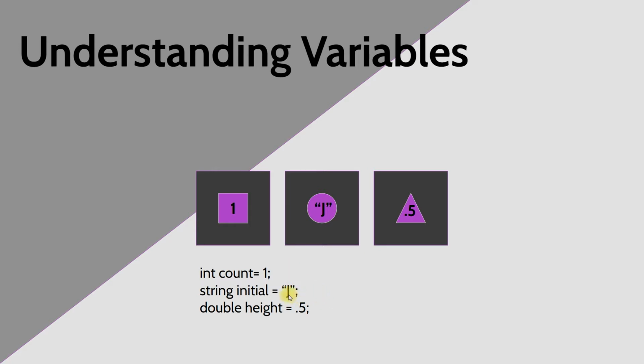That's taking the J and assigning it inside the initial box, right? So the variable initial now holds J, and its data type is string. So that's okay. And lastly, 0.5 is being assigned to height. That's fine because height is of type double, and double stores numbers with or without decimals.